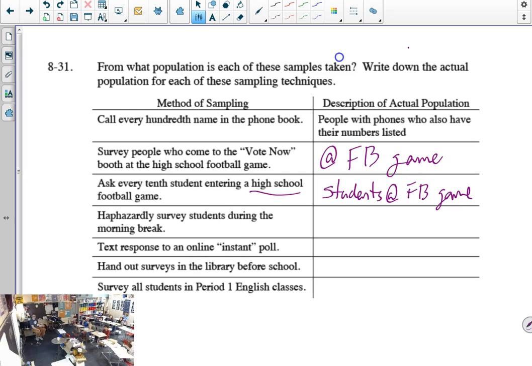Text response to an online instant poll. You're online and a thing pops up and it's like, we want your opinion. Okay, but what is your population? That's your sample, people who respond. What's your population? Even broader.